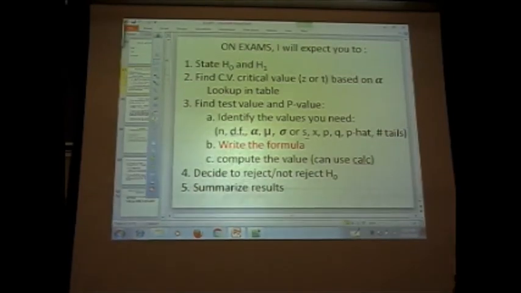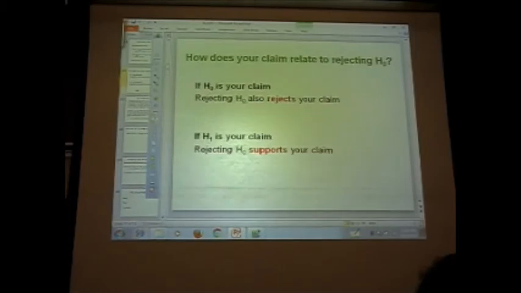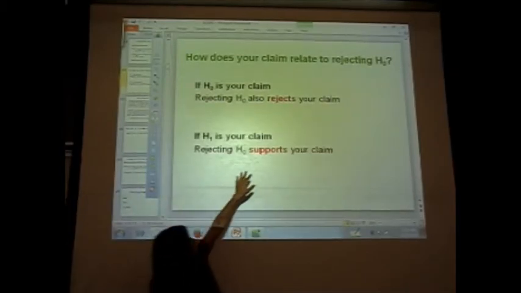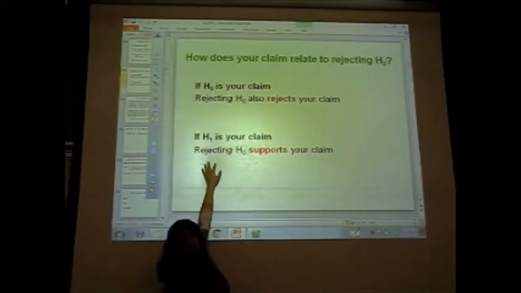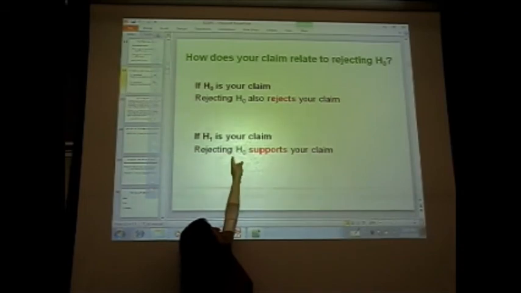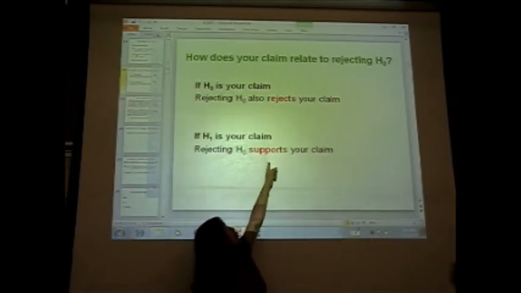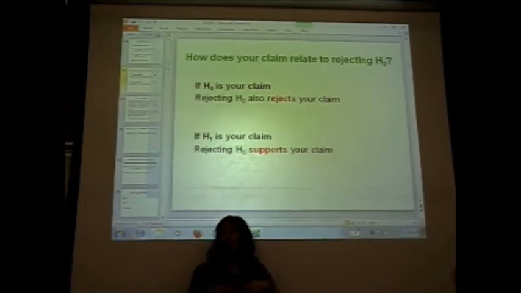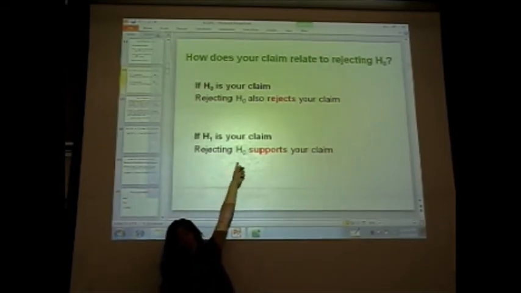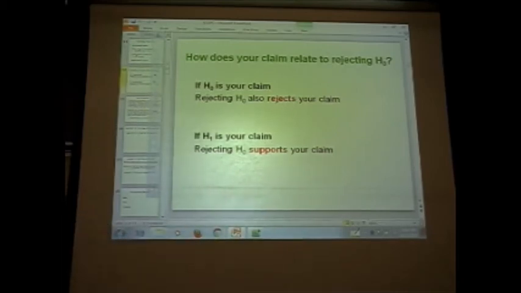Someone was kind of confused a little bit about this one, right? Because this supports your claim, rejecting H naught. So both the words are in there, but it's because we're rejecting or not rejecting H naught that's going to support your claim. So this is about your claim. This is always reject, because we're always about rejecting or not rejecting H naught. So I want to make sure we were clear about that part.